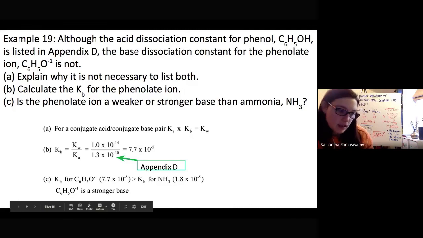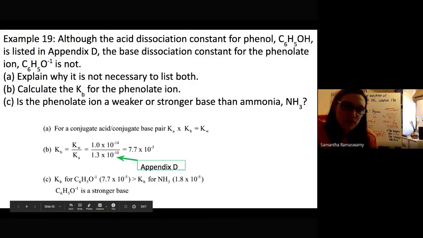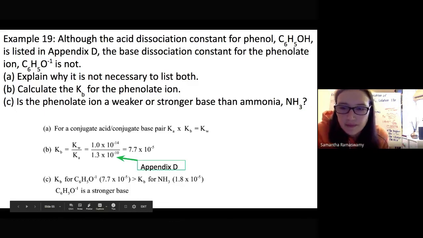Okay, any questions on example 19? Because we're going to switch to video 7.4. Okay, let's see. Yes, question.